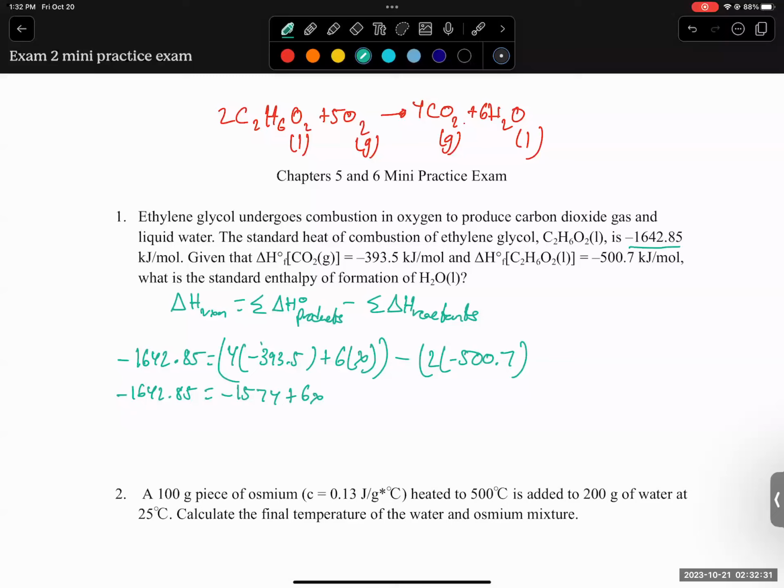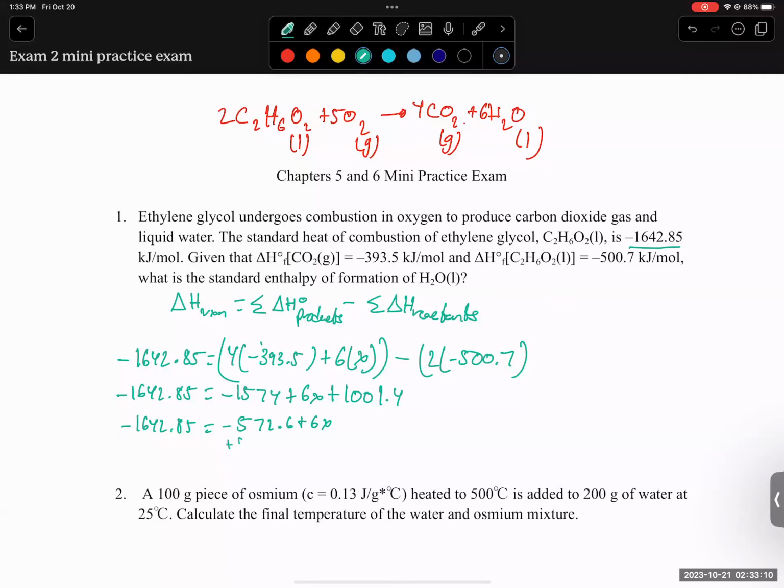Plus 6x and times 2 gives us 1,000 plus 1,001.4. So we can simplify this down even further. So negative 1642.85 equals negative 1574 plus 1,001.4. And that'll give us here negative 572.6. Negative 572.6 plus 6x. Now all we have to do is solve for x.